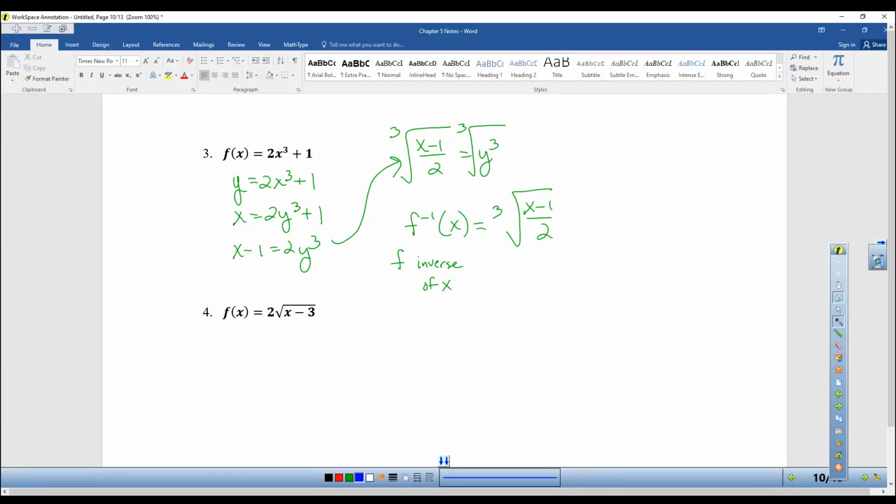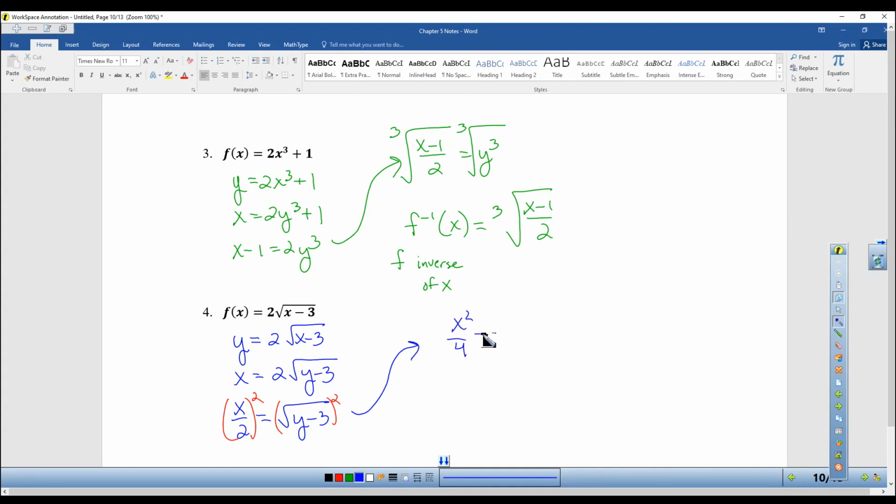And the last one. Replace f of x with y. Switch your x and your y. Get y by itself. How do we undo a square root? We square both sides. That gives us x squared over 4 is equal to y minus 3.